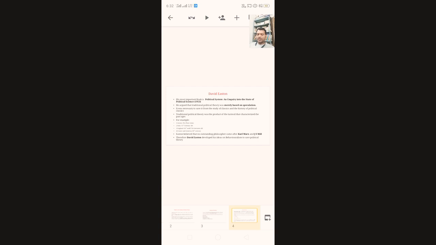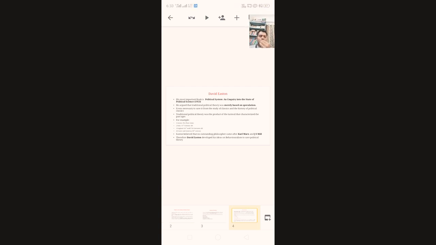Therefore, people started to talk about either certain revision, and some people talked about the death of political theory. So, the first big name in this issue is David Easton. David Easton was one of the greatest scholars of the 20th century, and his most important book was The Political System: An Inquiry into the State of Political Science.